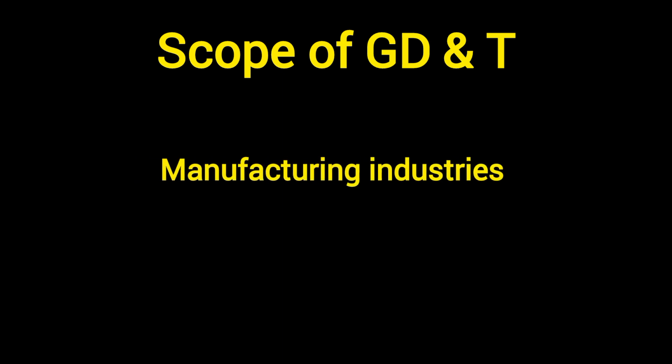So we can say that GD&T is a system that uses standard symbols to indicate tolerances that are based on features geometry. Now let's discuss the scope of GD&T. GD&T is used in manufacturing industries like aerospace, automotive, engineering sectors where mechanical parts are being manufactured.